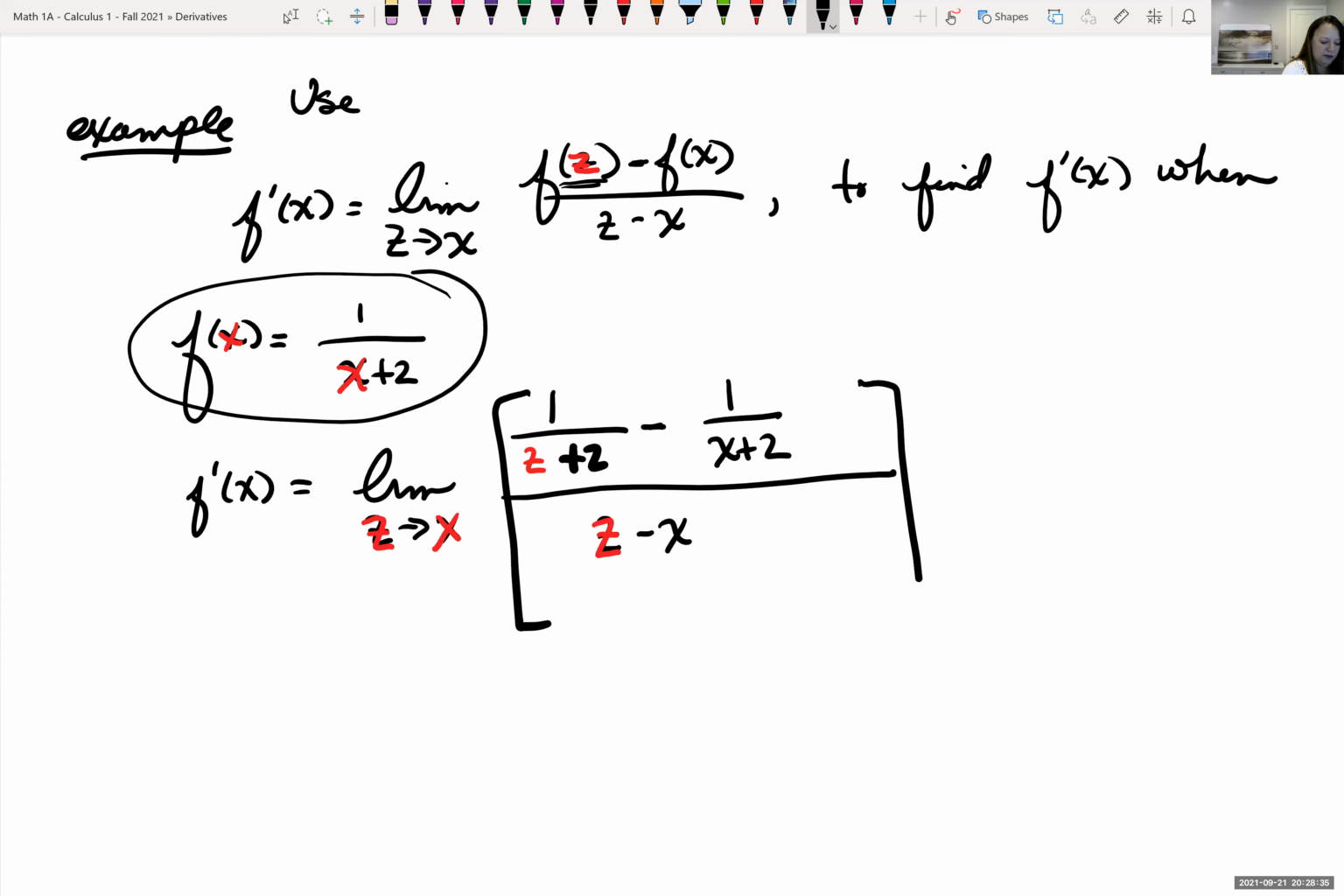Well, if you're dealing with a complex fraction, let's get rid of that complex fraction. One way is to multiply by the least common denominator of all the fractions within. And so in this case, we have z plus 2 and x plus 2.